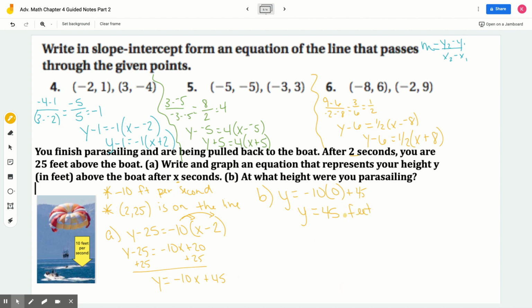You could also find this by graphing an equation. So you could have drawn a graph, and then once you find your slope-intercept form here, you can graph that equation to get this answer as well.